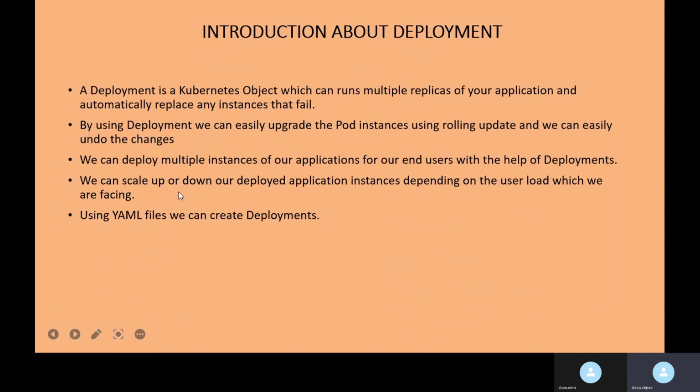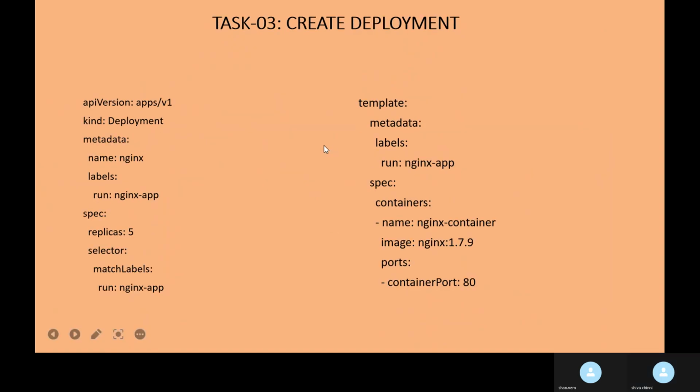So we can scale up or scale down the deployed applications as per our requirement, depending on the user load we are facing on the cluster. Using YAML files, basically we can create deployment files for the web page applications. So this is the YAML file I have created with deployment.